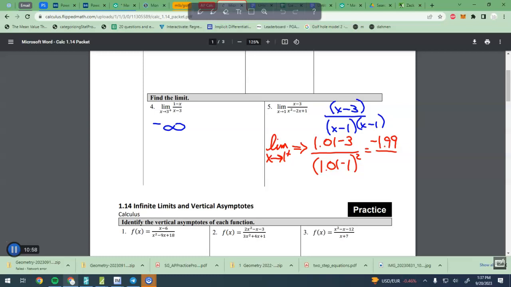So I get negative 1.99 over 0.01 squared. I don't really care what that is. If I take 0.01 and multiply it by itself, does it get bigger or smaller? Smaller. So eventually you just go, okay, negative 1.99 over tiny. So what's negative 1.99 divided by 0.000, a super small number? It would be negative infinity, right?